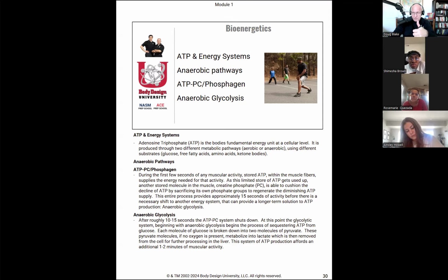Is everybody with me on that? Give me a thumbs up if you're with me so far. Yes? So during the first few seconds of any muscular activity, anything you do, your body already has, i.e., muscle cells and other cells in your body already have stored ATP. There's already the molecules ATP in your muscles. Not a lot, but there's enough to get things going if you need to move immediately. So there is some stored ATP, but again, not a lot. And it's within the muscle fibers. It supplies energy needed for these activities that need immediate energy production. It's a limited supply, so it gets used up very quickly.